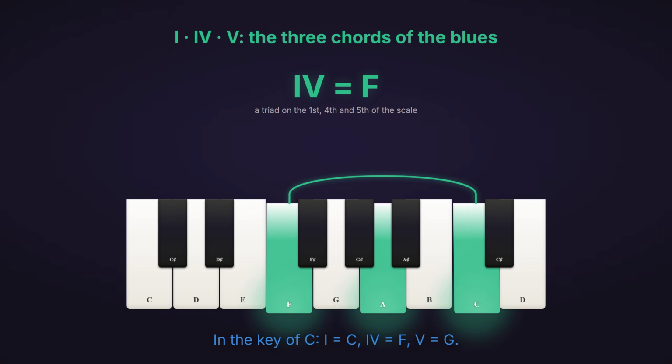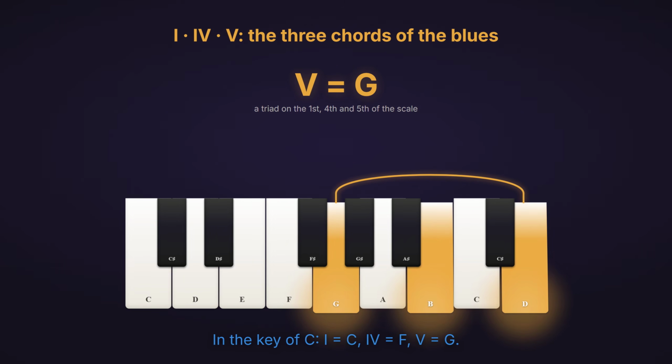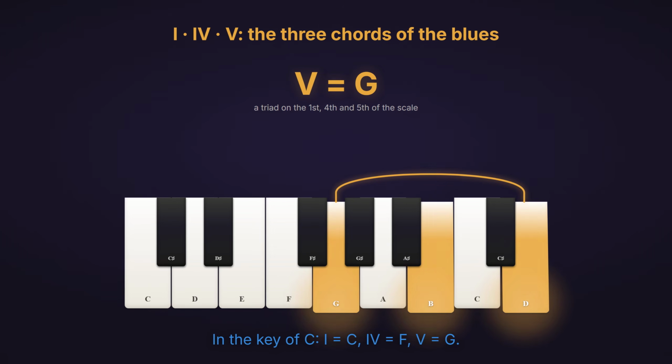And then the 5 chord, built on the 5th note. In C the 5 chord is G, G, B and D. The 5 is the most restless of the 3, leaning hard, wanting to pull you back. 1, 4 and 5. In the key of C that is C, F and G. 3 chords. That is the entire harmonic vocabulary of a classic blues, and almost every blues song you have ever heard is made from these 3 and nothing more.